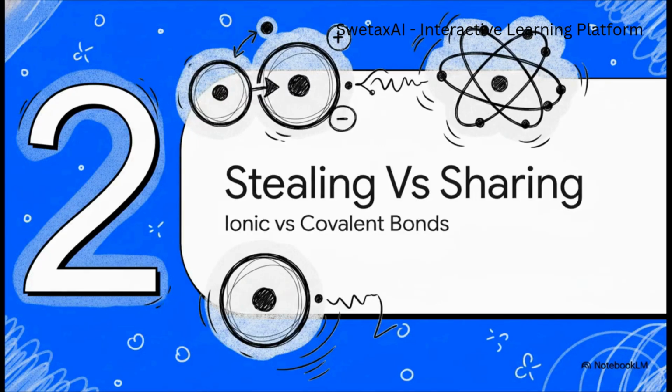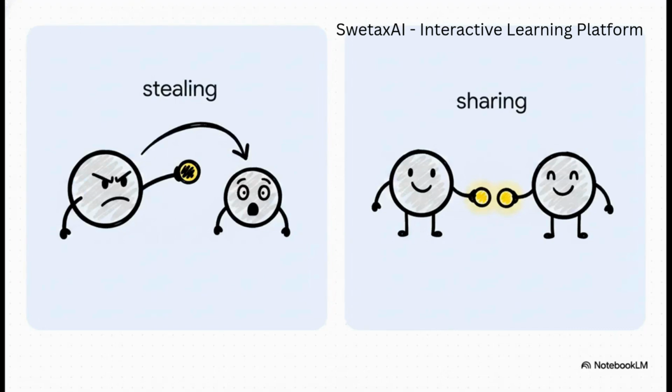All right, section 2, stealing versus sharing. We're talking ionic versus covalent bonds. Once an atom decides, hey, I need to achieve that stable state, it basically has 2 main economic strategies to get there. Over on the left, we've got the Kossel concept. This is essentially about outright stealing or transferring electrons. One atom gives up an electron, another snatches it up, and boom, you've got an ionic bond.